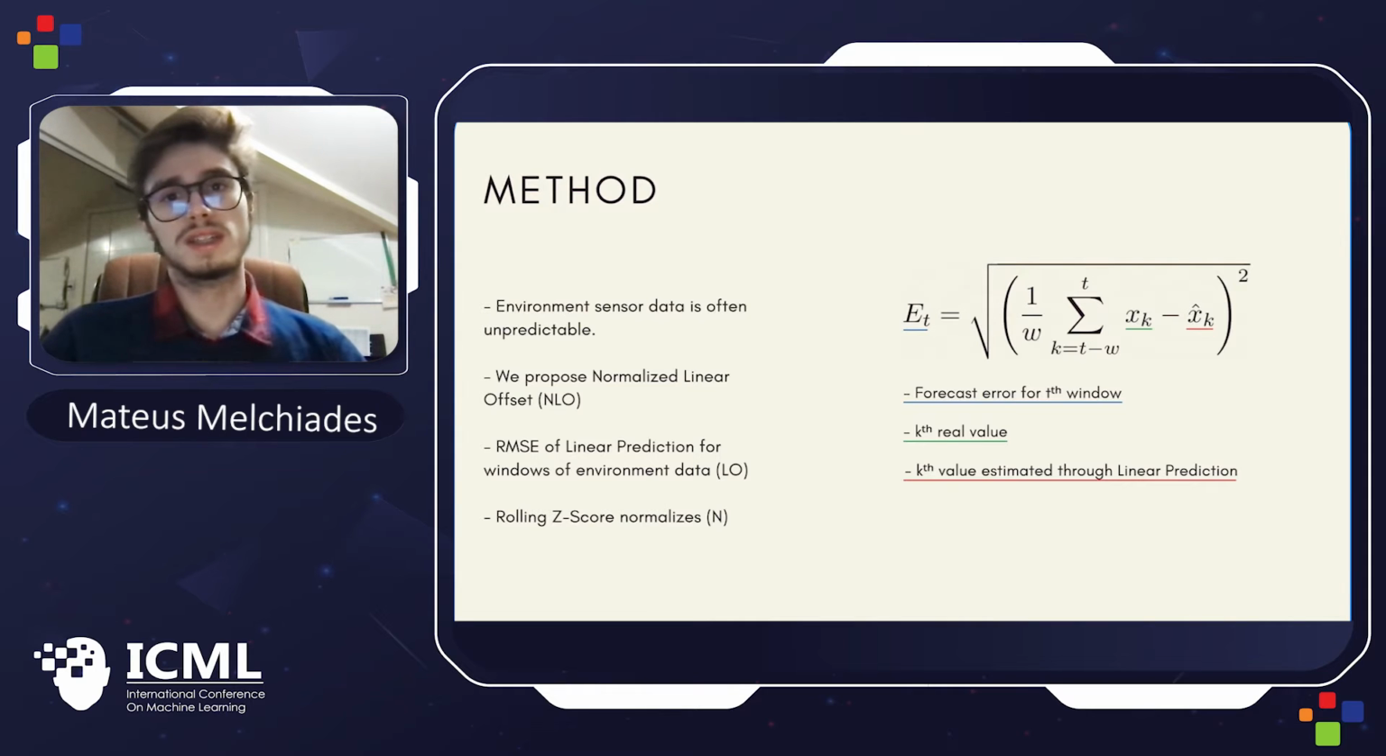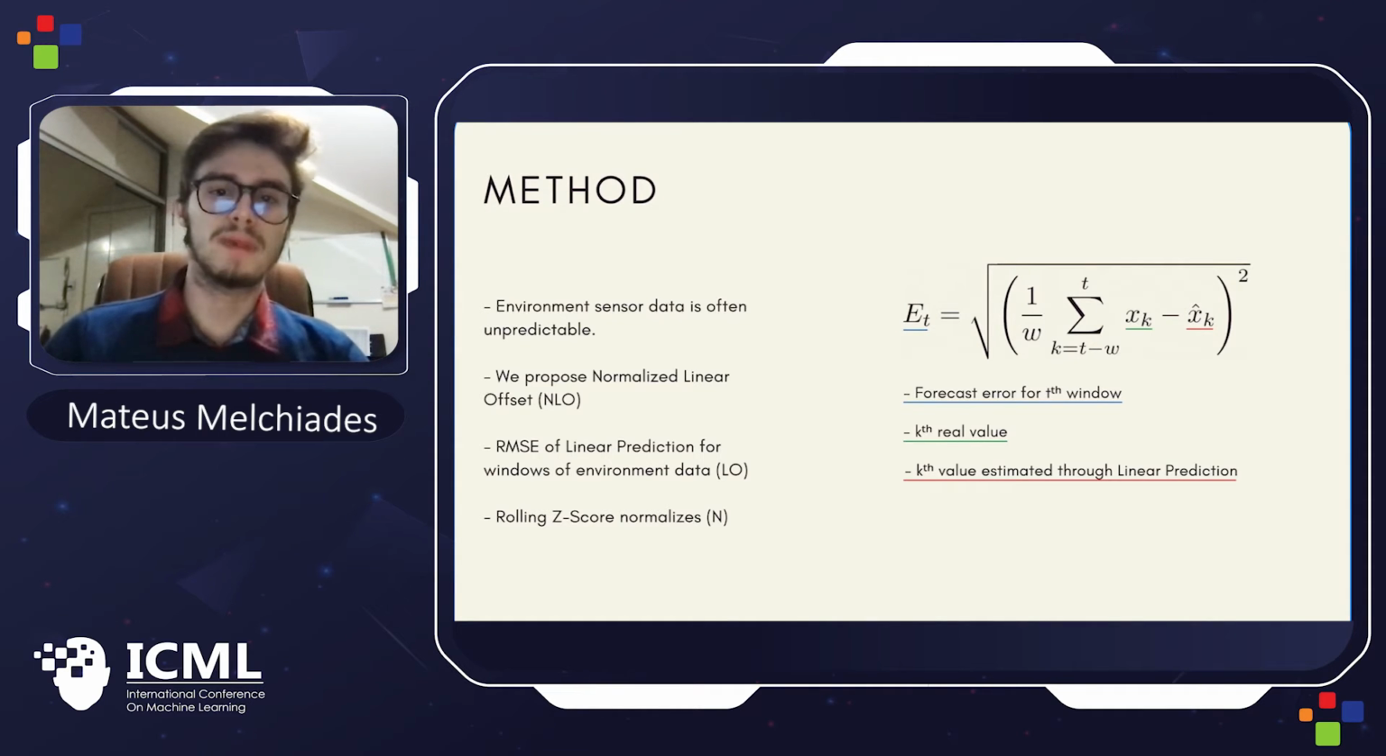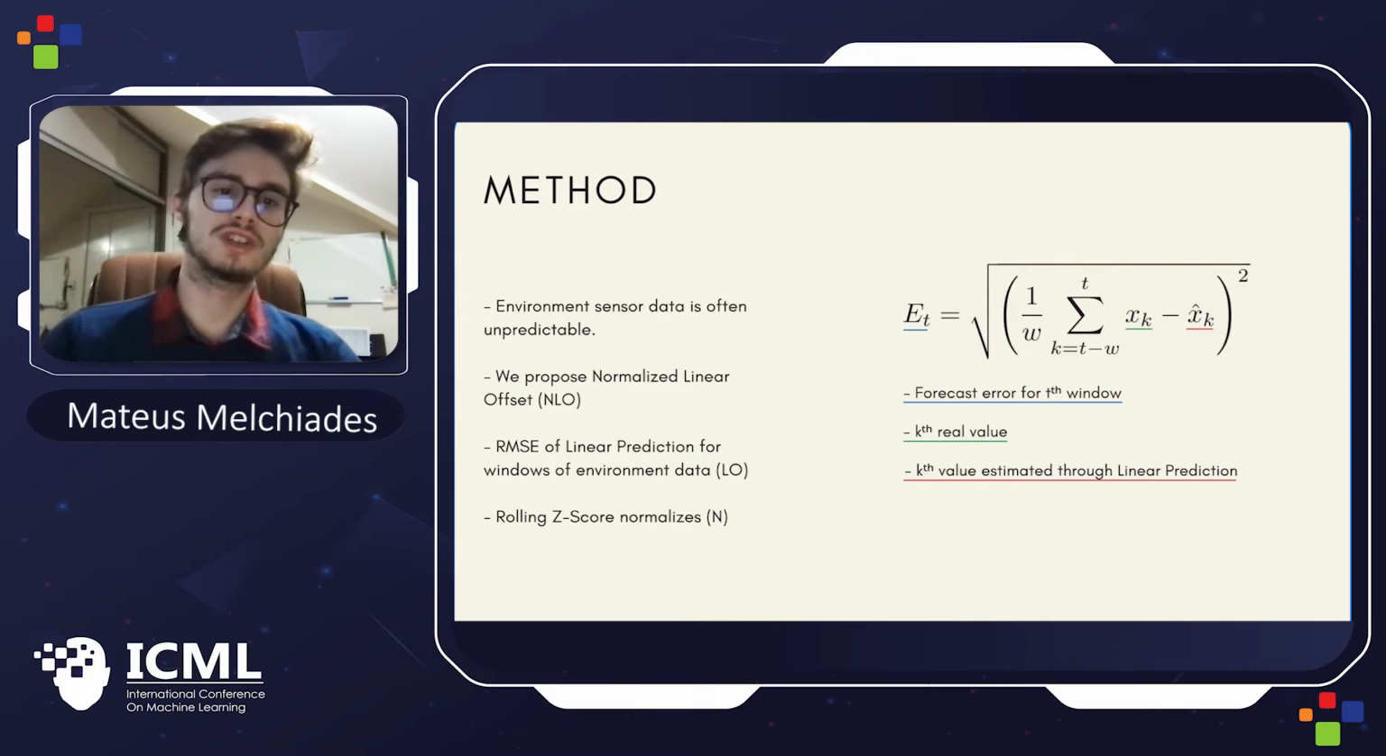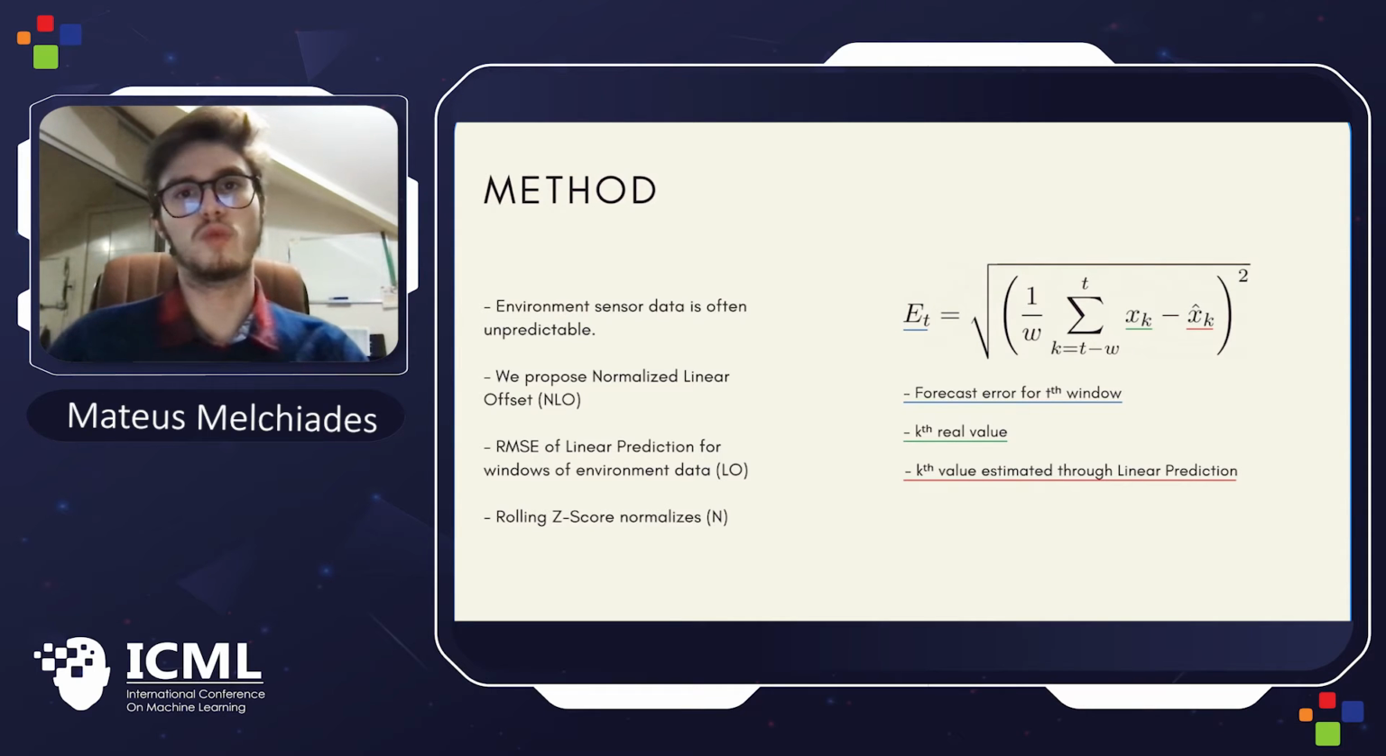So as we can see in the equation on the right, we have the error, which is the real value highlighted in green by xk, minus the value estimated through linear prediction, which is highlighted in red and is the x hat. All of this inside a sum, which is determined by the number of windows we want to generate in the normalized linear offset. So this calculation is done by windows. And all of this turned into a root mean square.